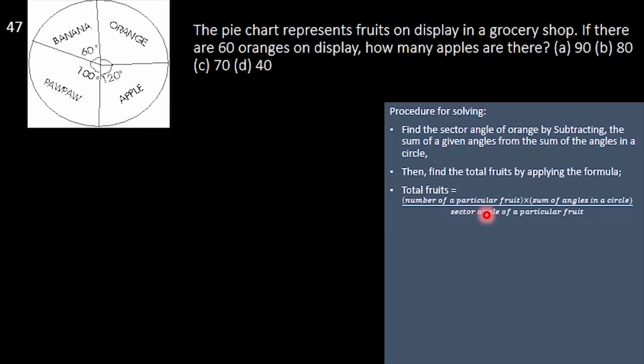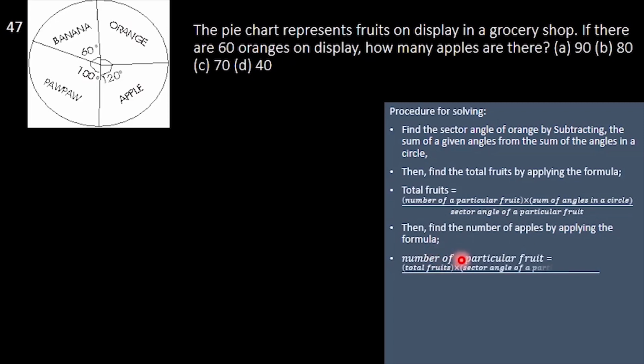Then find the number of apples by applying the formula: number of particular fruits is equal to total fruits times sector angle of a particular fruit divided by sum of angles in a circle. Now let's check the solution. Angle of sector representing orange. Now we don't know the sector of orange. Now we need to find the sector of orange first.